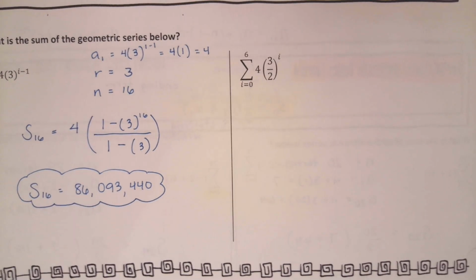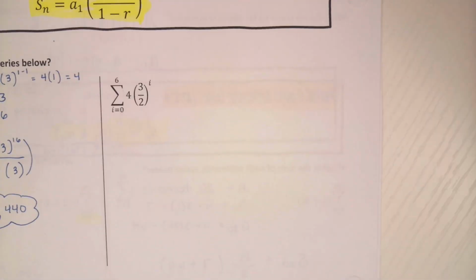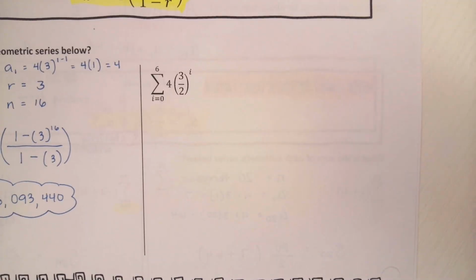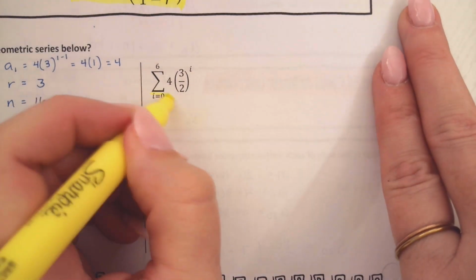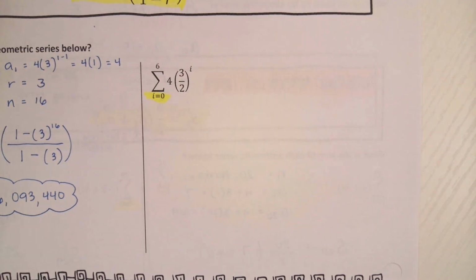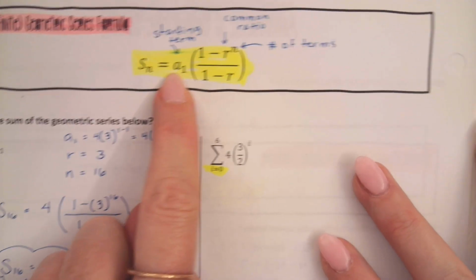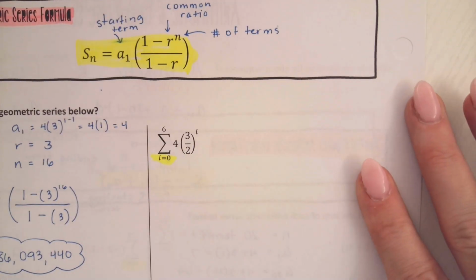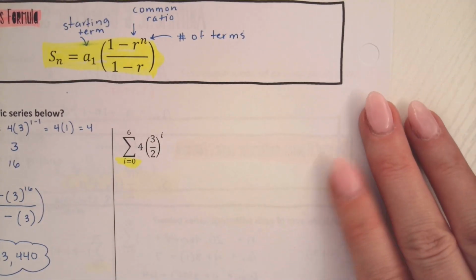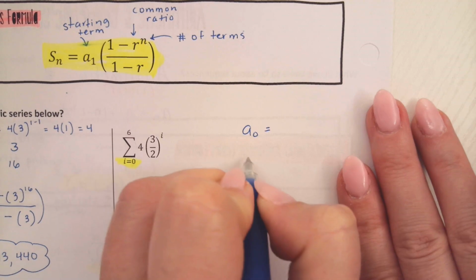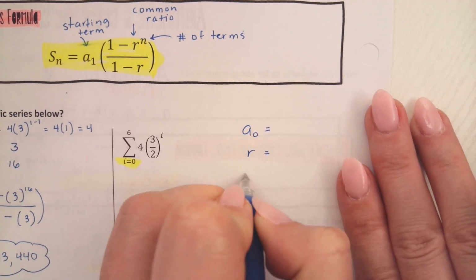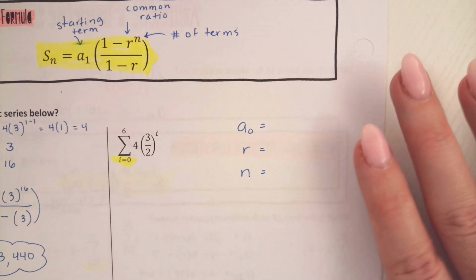Okay. The next one, what's different about this one? What's our starting term on this one? 0, right. So when we think about starting term, we're not going to be using A1, we're using A0 for our starting term. So we'll have to find our A0, we'll need our common ratio, and we'll need the number of terms.